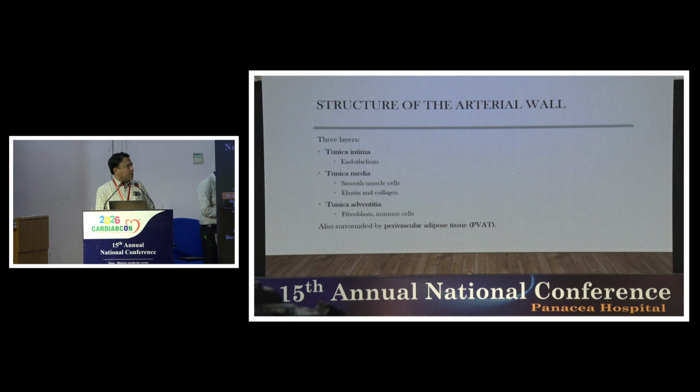The endothelium which we have seen is a part of the intima. We know media and adventitia also have some role, because tunica media contains many smooth muscles, elastin and collagen, and these smooth muscles get proliferated and invaded by fat-laden cells and foam cells, and they create a plaque, and that is where atherosclerosis starts. Tunica adventitia is again a tough covering, and that contains the fibroblasts and immune cells.